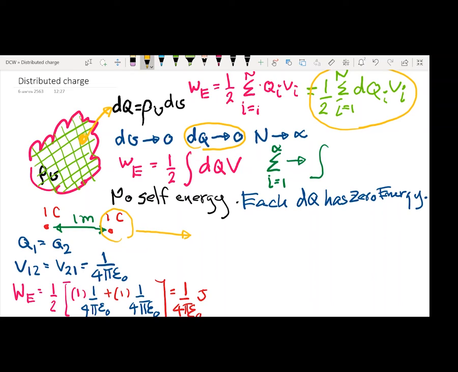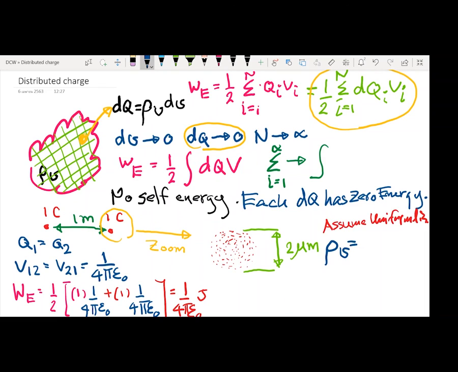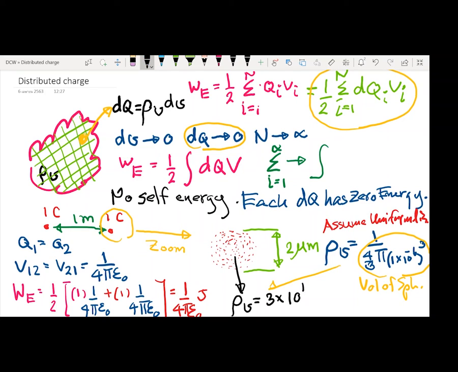Let's zoom in very close to the point charge. Actually, it's not only at one point. Assume that the point charge is actually a cloud of charge uniformly distributed as a sphere which has a radius of 1 micrometer. Then the volume charge density would be charge 1 coulomb divided by the volume of a sphere. We could obtain the energy of this charge with the equation I just discussed. It will be in the next example.